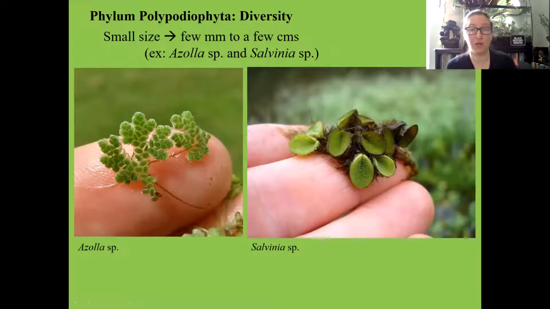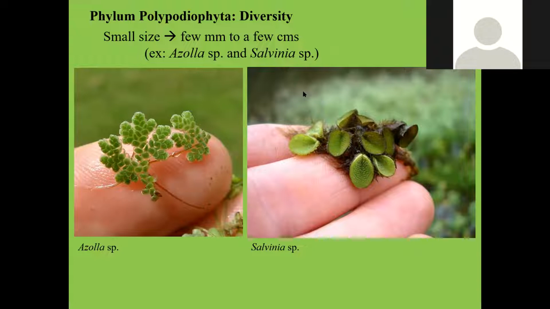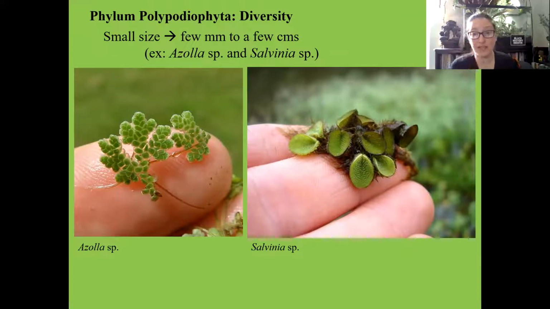Okay, so here's size. These are both examples of ferns. On the left, you see Azolla, and on the right, you see Salvinia, but both of these are plants. These are full-grown, mature plants, and they're on somebody's fingertips here. So some ferns can be super, super small, like a few millimeters to a few centimeters in size, such as these two.